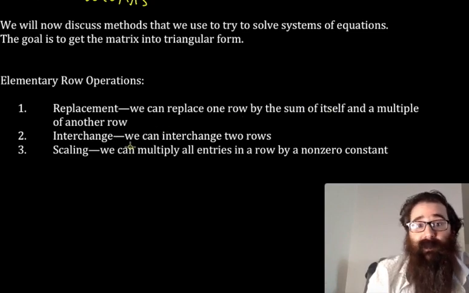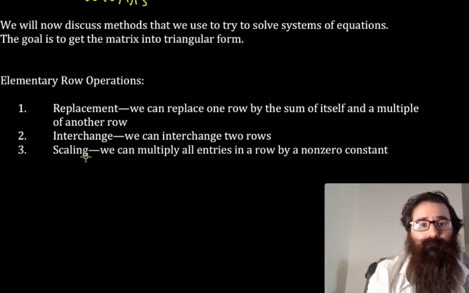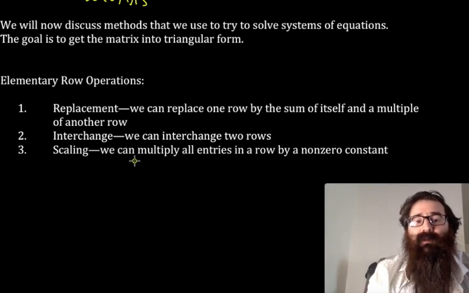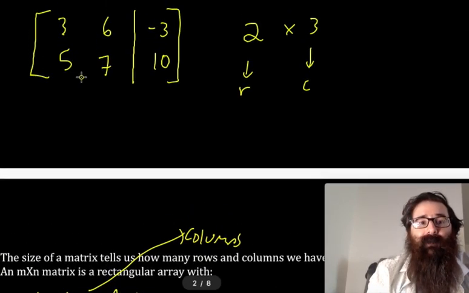We can also interchange 2 rows, which is really just switching where they are as rows go. And then scaling says we can take a row, we can multiply all of the entries by a constant, provided that constant is not 0. I don't want to multiply by 0, that'll actually kill off the equation, and that's a very unfair thing to do. But let's actually take a look at this augmented matrix that we have here.